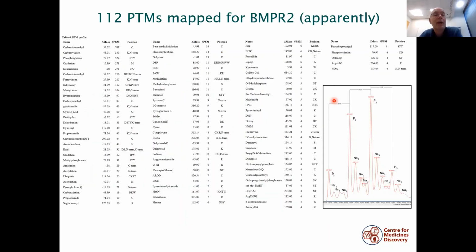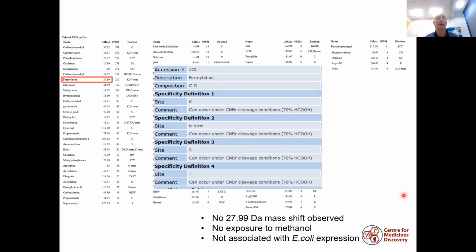We appear to have 112 post-translation modifications. However, if again you look at the intact mass data, what this intact mass data is saying is this is the unmodified protein, this is phosphorylation state 1, 2, and 3, and the other peaks here, these are sodium adducts. And what that means is that the only modifications that are present on BMPR2 are phosphorylation. These other modifications are artifacts.